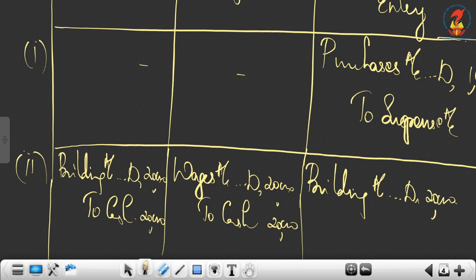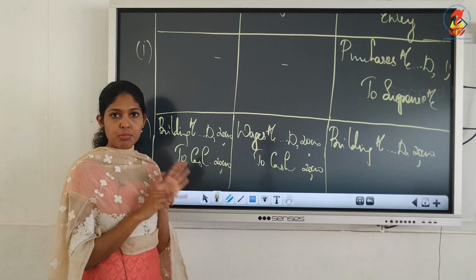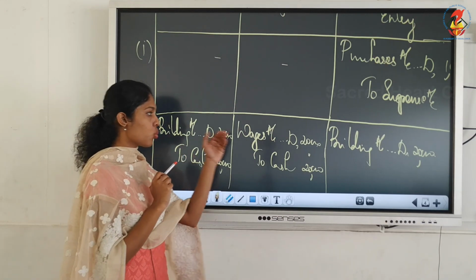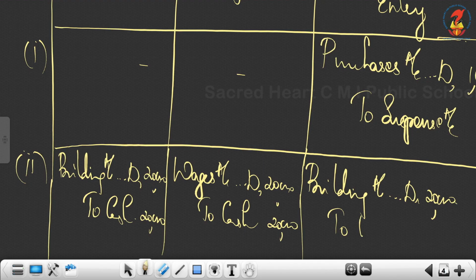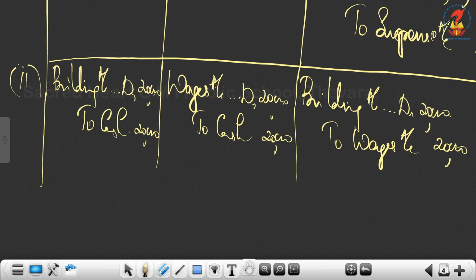Then cash is to be credited. Did we credit cash? Yes, we have already credited cash. So nothing to be done because there is no mistake in cash. Wages to be credited because it was wrongly debited. Okay, it was wrongly debited. So wages we will cancel.